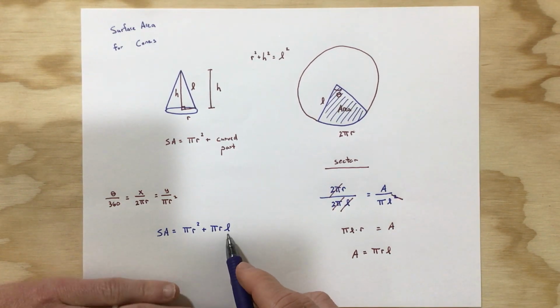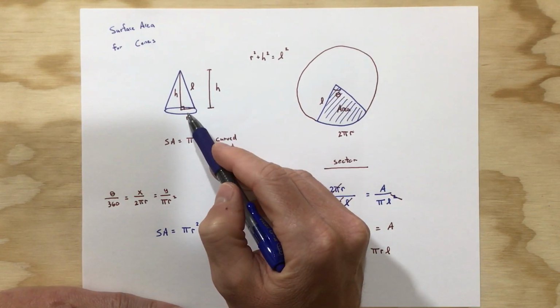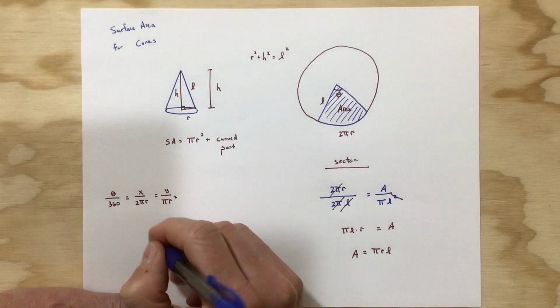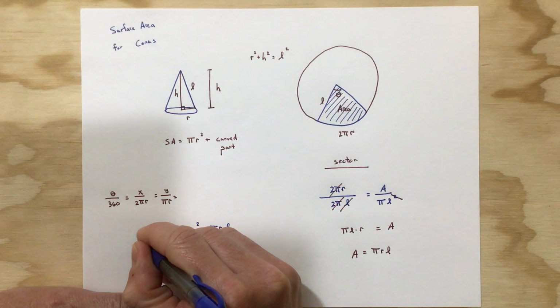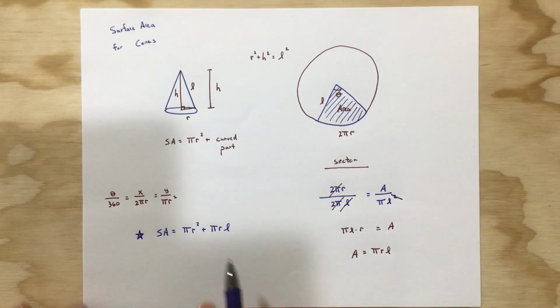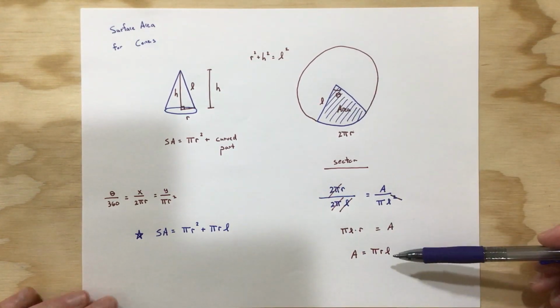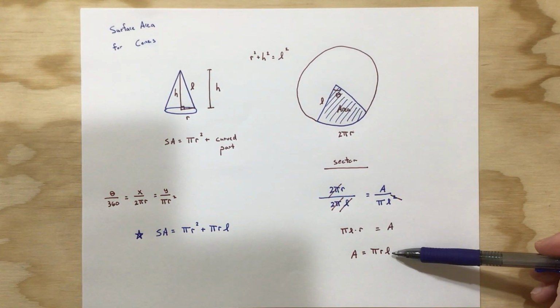The slant height L is in fact related to the height of the cone and the radius of the cone. Now if you looked up any book or any website or any YouTube video, they're probably just going to tell you to memorize this, which is fine. There's nothing wrong with this. But here is the proof as to where the pi r L comes from.